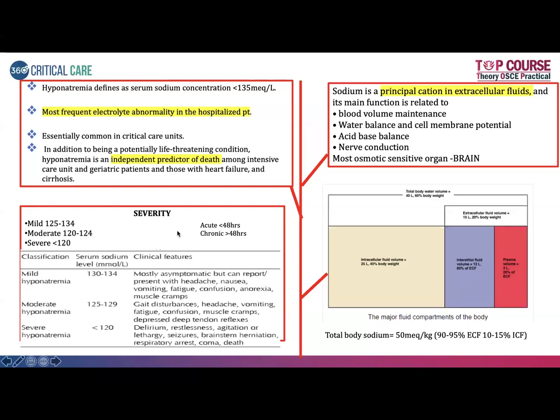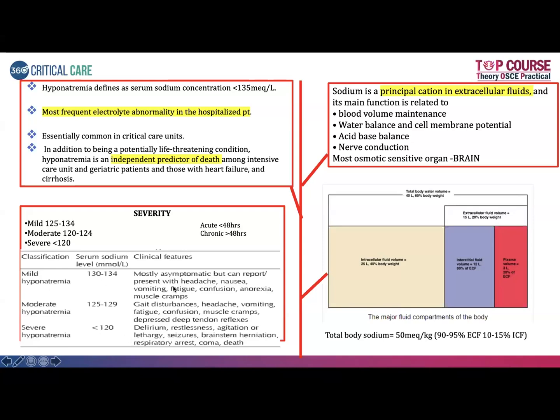So severity, we can divide it into mild, moderate, and severe. Mild is when the sodium levels are between 125 to 134. Moderate, 120 to 124. Severe, less than 120. But it is not the numerical values that we are looking at when we are defining hyponatremia. It is very important in terms of the symptoms the patient is presenting with, especially the neurological symptoms.